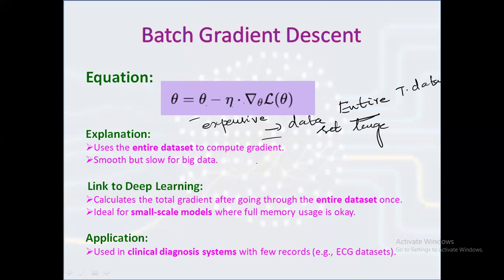In deep learning, batch gradient descent is applied during backpropagation, updating every weight in the model after evaluating the entire data set. It is best suited for a small data set and a simpler model, such as disease detection using limited clinical data.